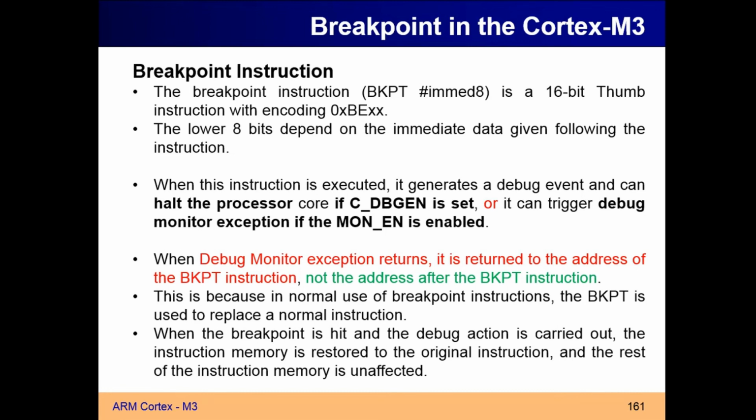And the remaining instructions or memory locations remain unchanged. Only wherever you are using a breakpoint, that instruction will be replaced by the breakpoint. So after executing the breakpoint, whether halting the processor or debug monitor exception, it will come back to the same address, not to the next address. So the previous, normal instruction will be executed.